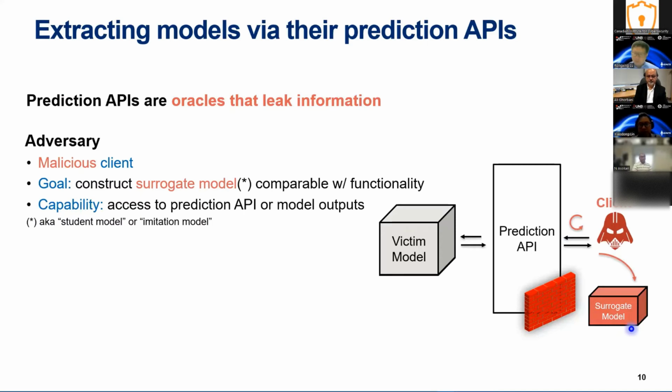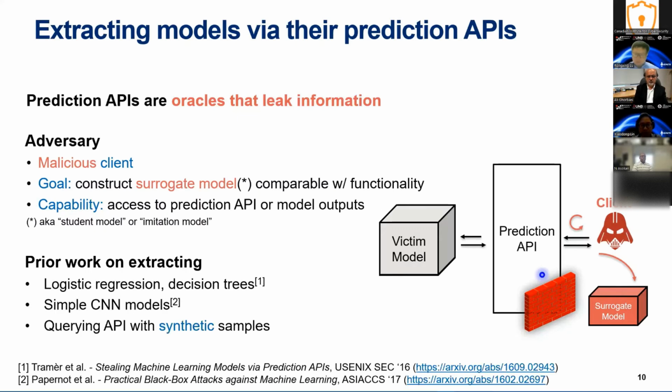In the literature, people call it the student model or imitation model. But the intent of the adversary is that the surrogate model is, by some definition, comparable to the victim model. And the only access that the client has is really via this prediction API, so it can send inputs and see model outputs. Already 6-7 years ago, there had been papers that said such an adversary could actually build a surrogate model that is comparable in utility, in prediction performance, to the victim model.